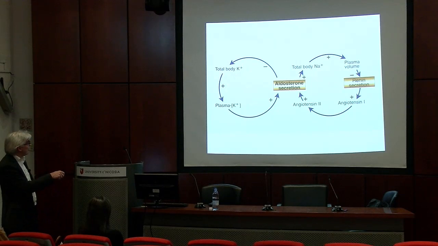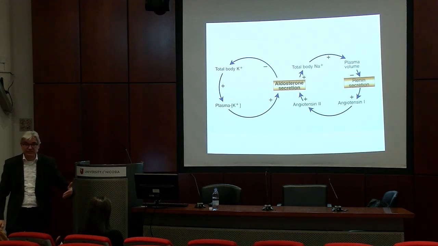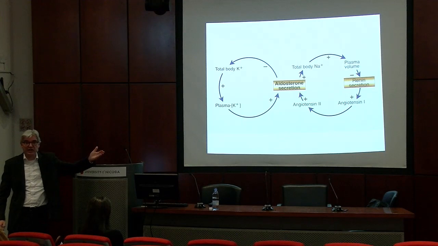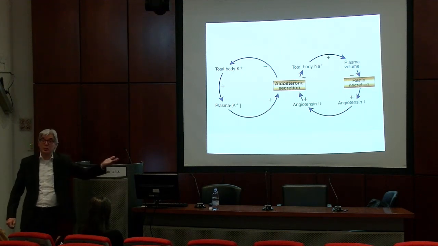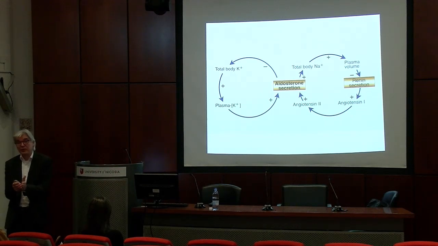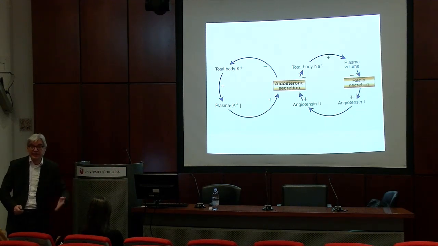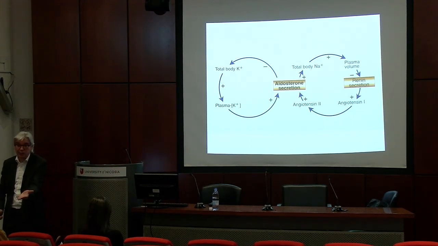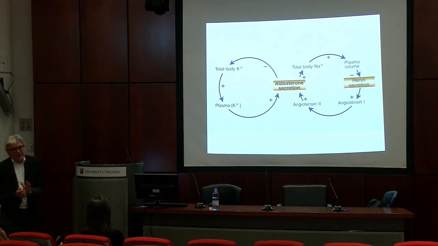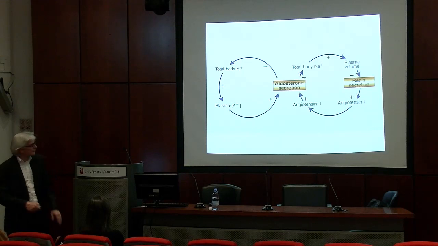If there is too much potassium in the body, then you will have a higher plasma potassium concentration, and that directly stimulates the zona glomerulosa cells to secrete more aldosterone, and by that you get more secretion of potassium, and the problem is solved. And it also works the other way around. If you have hypokalemia, it results in less secretion of aldosterone. I'll come back to that. For sodium, it's a little bit more complicated.